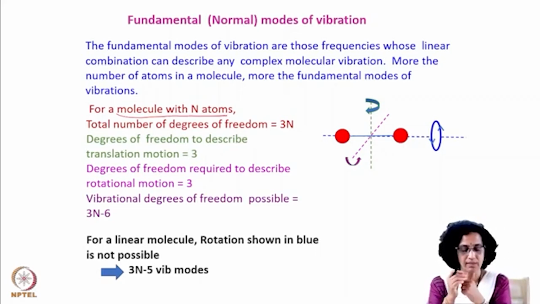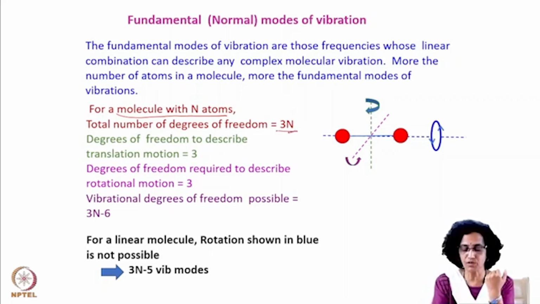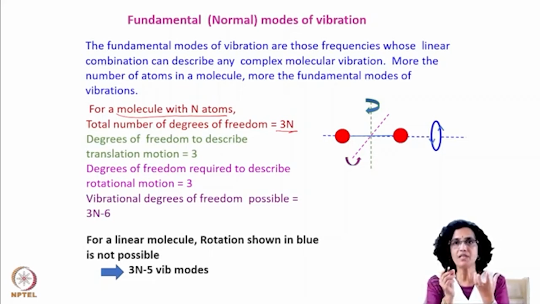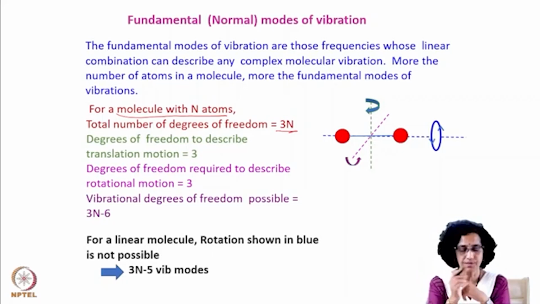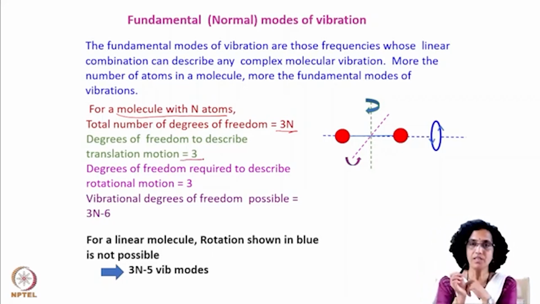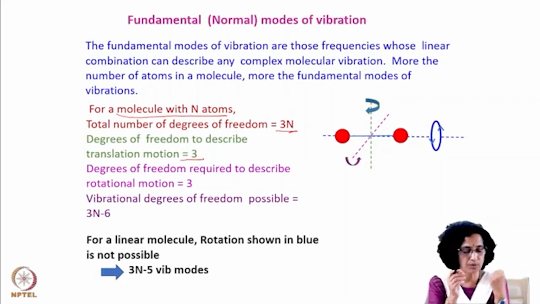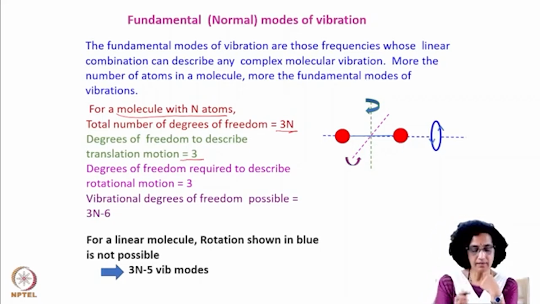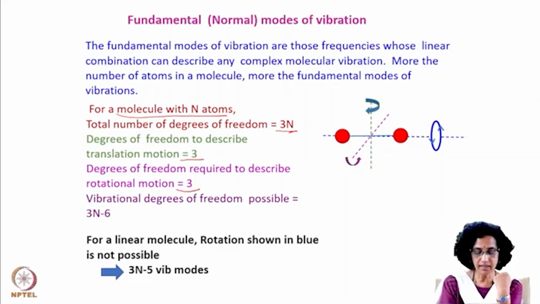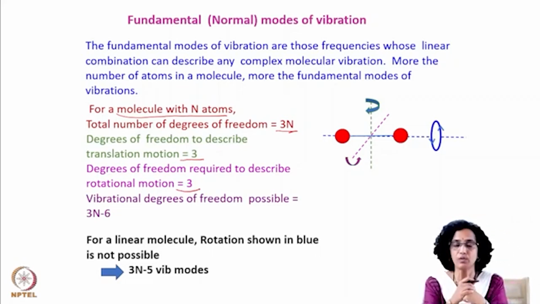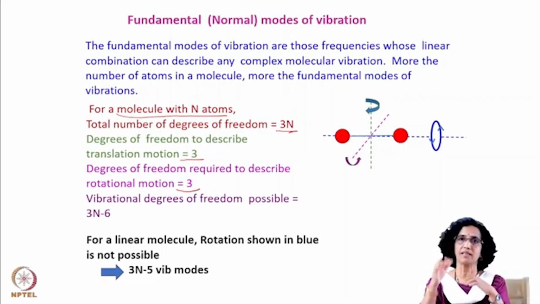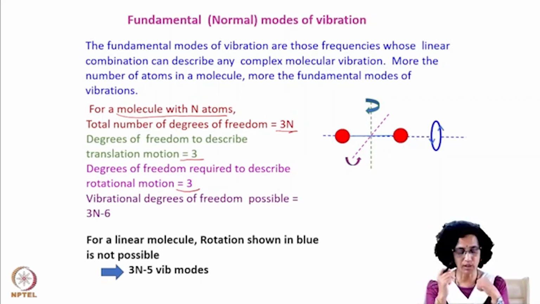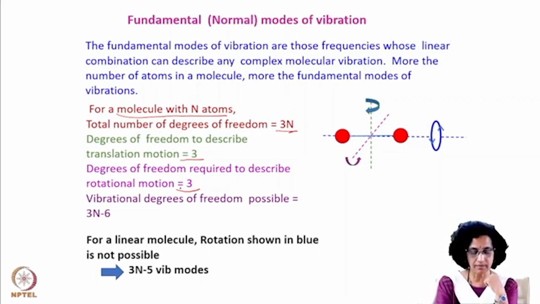We know that the number of degrees of freedom for n atoms is 3n. Total number of degrees of freedom is 3n. Out of these 3n, what are the number of degrees of freedom that are required to describe its translation motion in the x, y, z coordinates? That is 3. So 3 degrees of freedom are required to describe its translation motion. And you also require 3 degrees of freedom to describe its rotational motion about the 3 orthogonal axes, x, y, z axis.